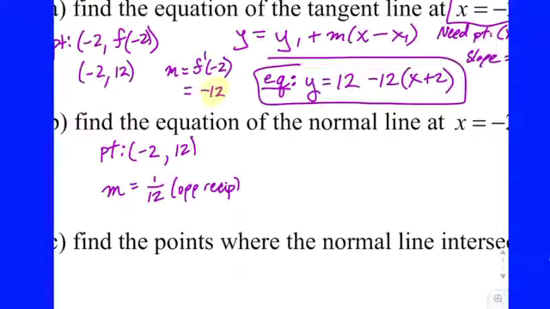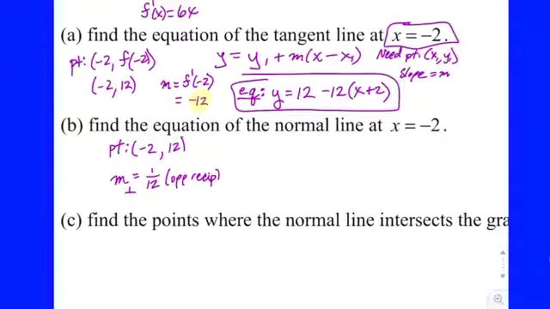And that did get a few people. Okay, you could put m subscript perpendicular, or m sub n if you want, for normal. It's the opposite reciprocal. Change the sign and flip it. So then the equation of the normal line is y equals still the y value 12, but now plus 1/12 times x plus 2. And you will get a different y-intercept. It could ask you for the y-intercept of the normal line, in which case you could distribute.